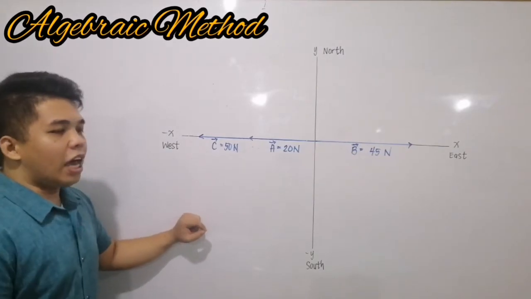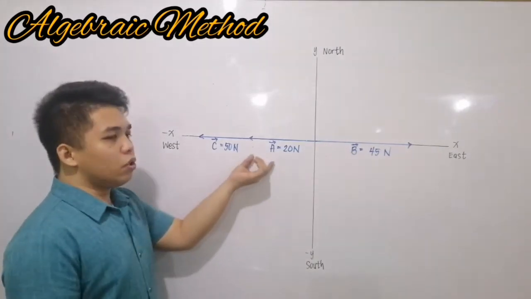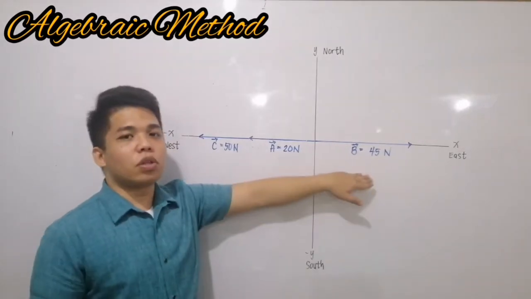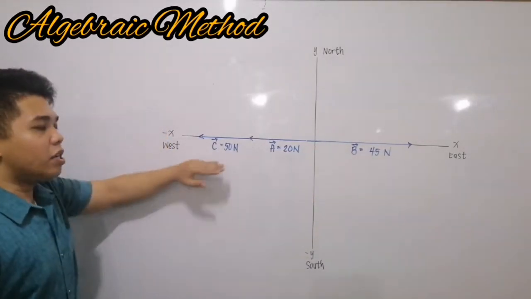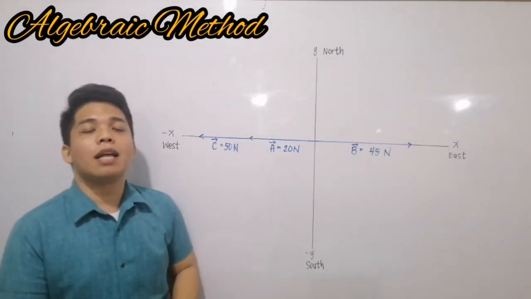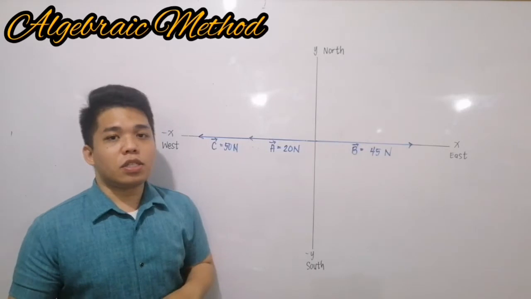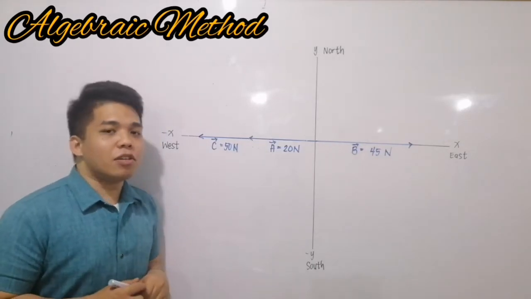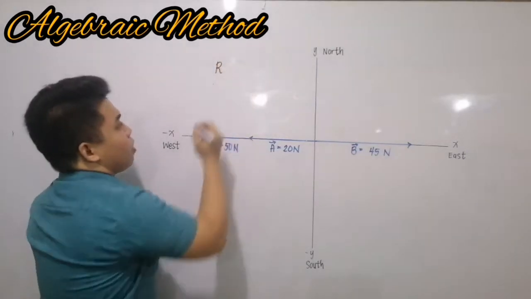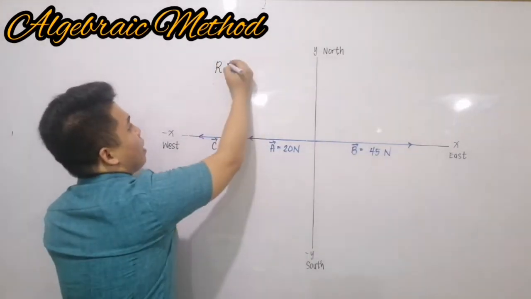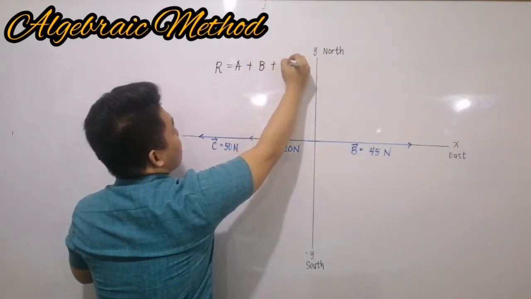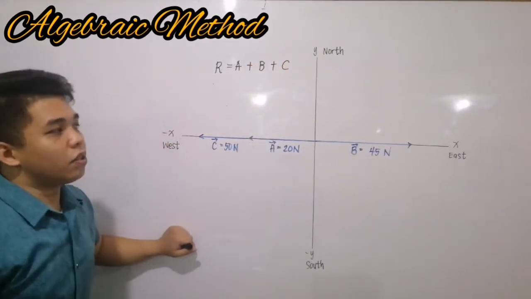Vector A measures 20 Newton due west. Vector B measures 45 Newton due east. And vector C measures 50 Newton due west. How are we going to add these three vectors using the algebraic method? Simply get the resultant vector. To get the resultant vector, just add the magnitude of vector A plus the magnitude of vector B plus the magnitude of vector C.